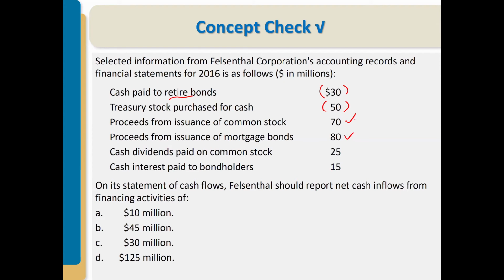Cash dividend paid on common stock. We issued stock to get equity financing. Now we make payments, paying dividends to those owners. This is equity financing, and because it is cash outflow, it is negative. Cash interest paid to bondholders: we pay interest to bondholders. What do you think?